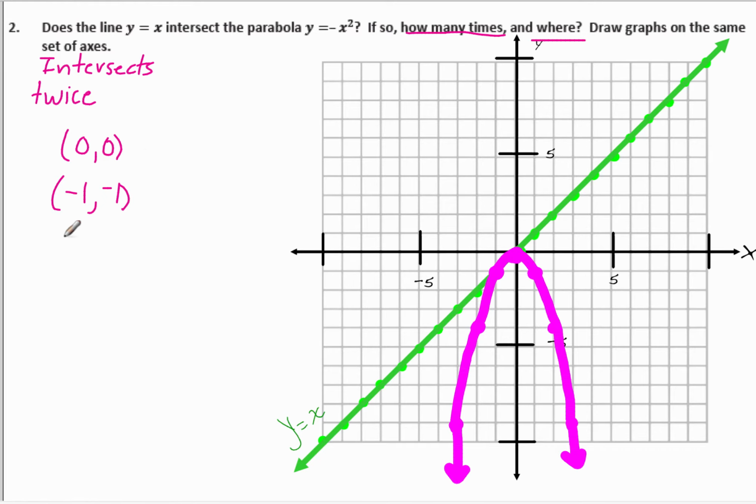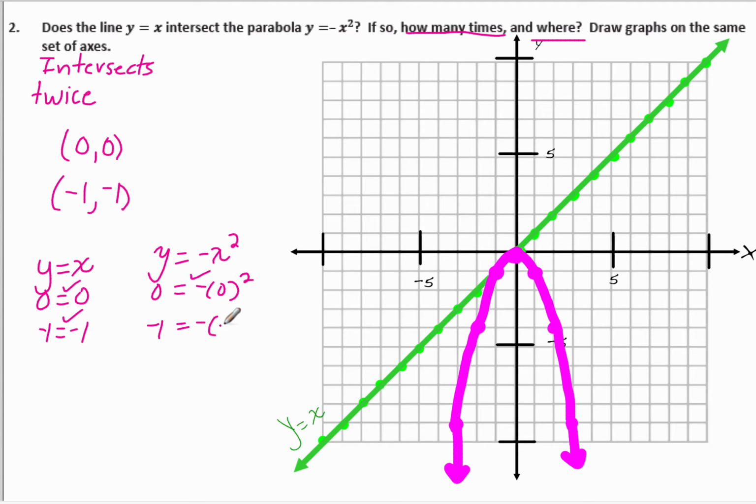And I'm going to check myself. So y equals x. I'm going to put in 0 equals 0. We get a check. Negative 1 equals negative 1. Yes, we got a check. And y equals negative x squared. Well, I'm going to put 0 in. And that checks. And then I'm going to put negative 1 equals negative 1 squared. Yep, negative 1 squared is 1. And then negate it. So I'm good.